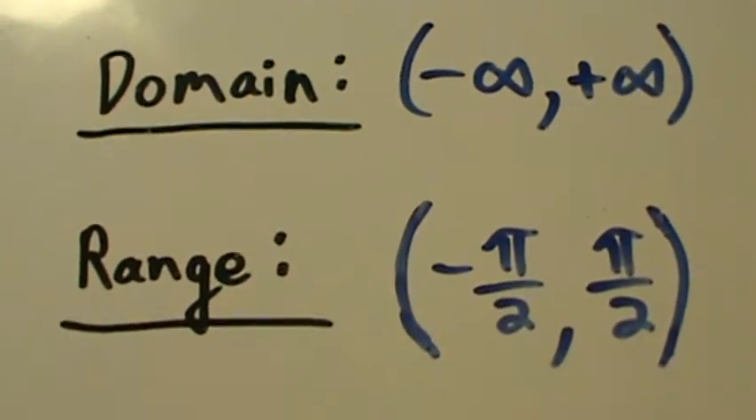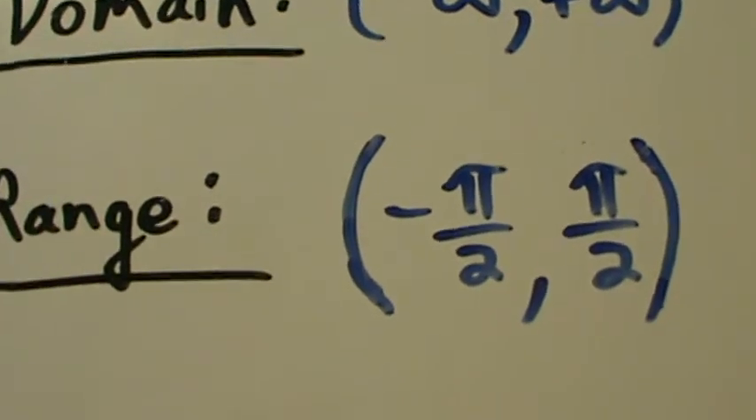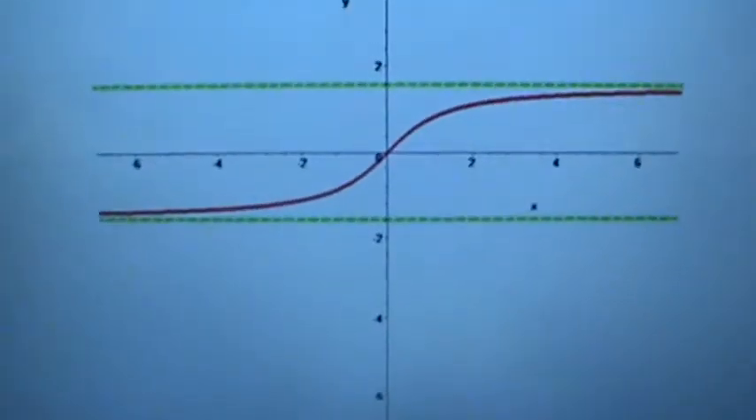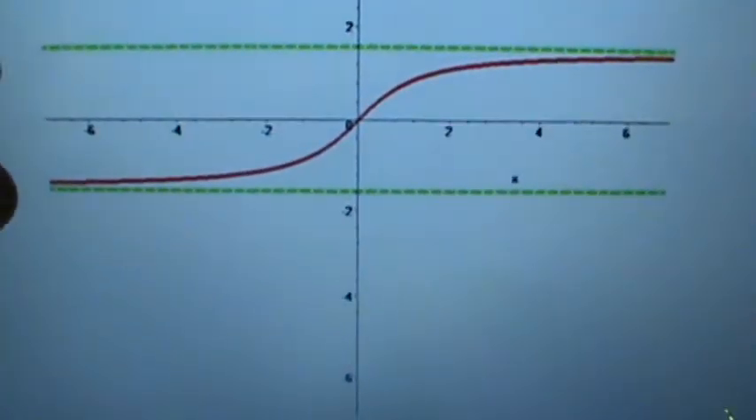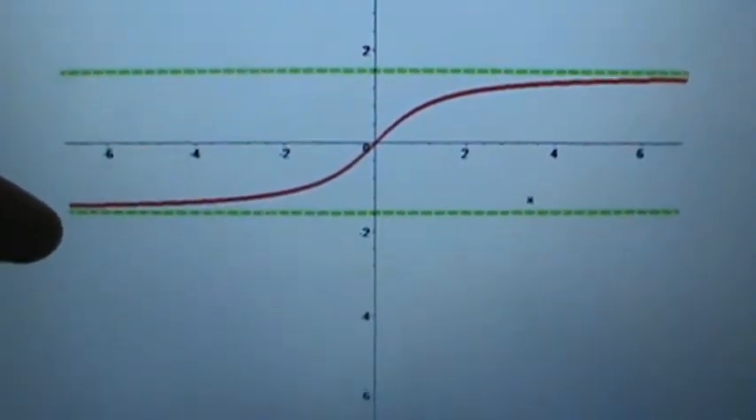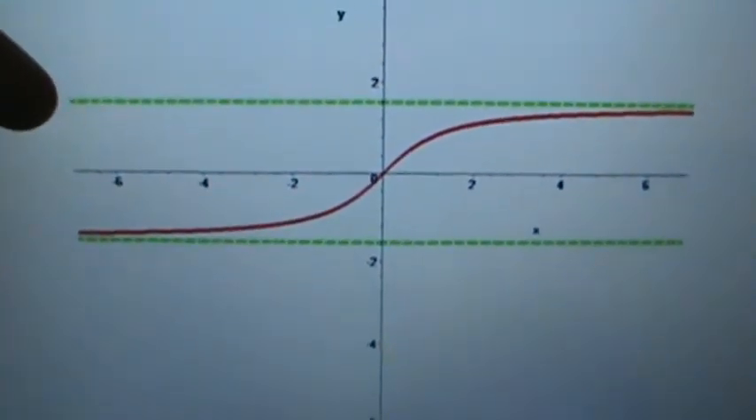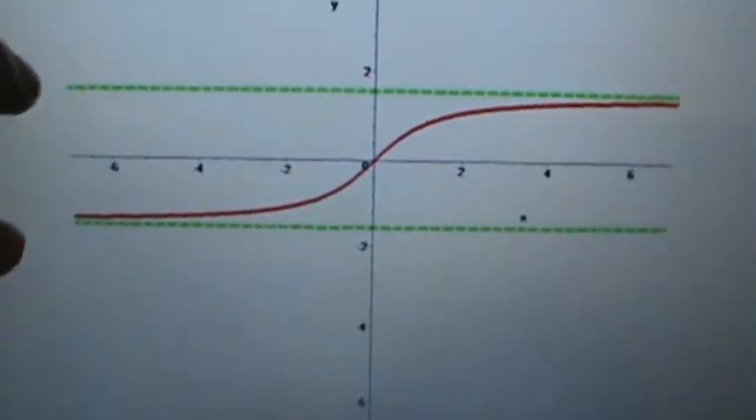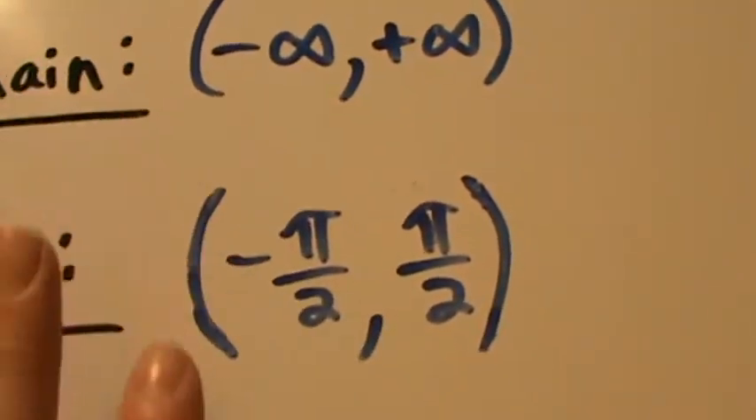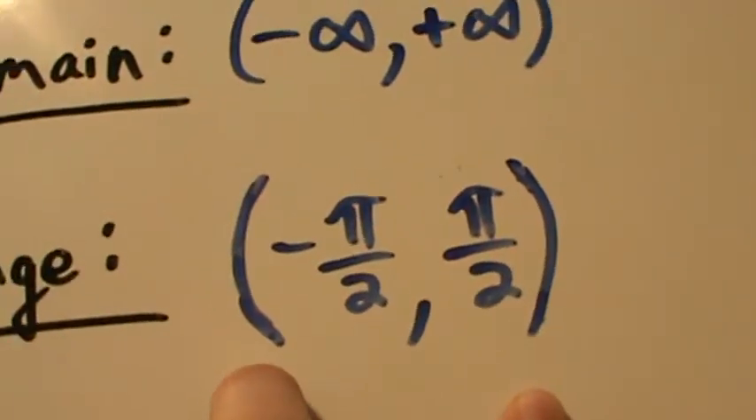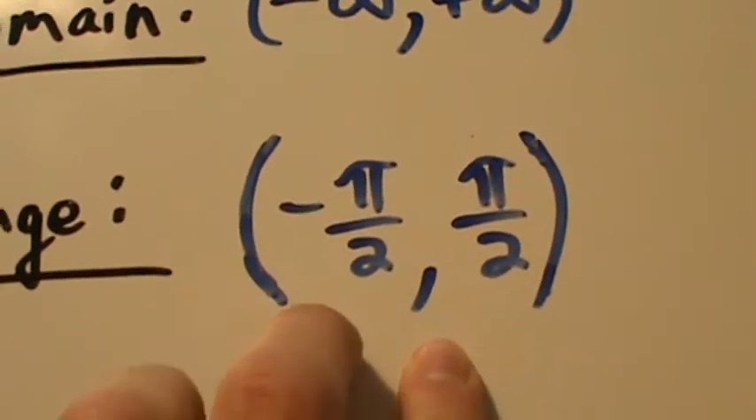There's no domain restrictions. But the range restriction, as we saw here in the graph, is restricted to be between negative pi over 2 and positive pi over 2, non-inclusive, right? So negative pi over 2 is not actually a value in the range. Positive pi over 2 is not a value in the range because we have the horizontal asymptotes there. So that's why we have the rounded parentheses here. Okay, it's an open interval. It does not include the endpoints, so be careful about that.